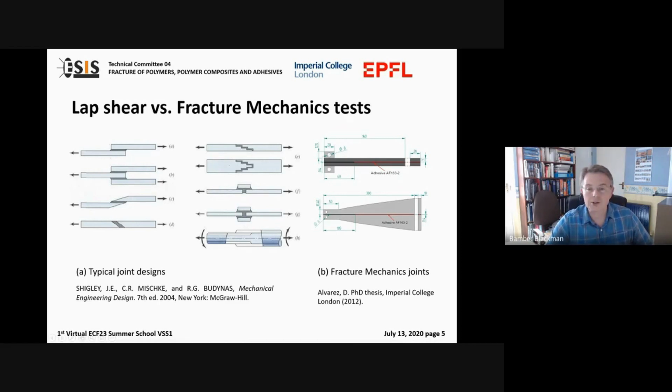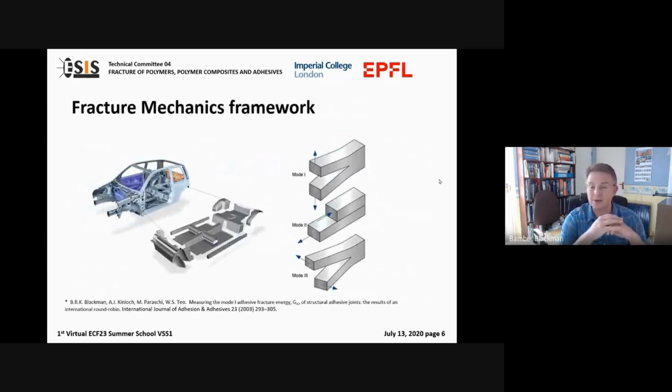So using fracture mechanics provides us with a framework to describe it in simpler terms, because although these specimens look simple, the actual stress distributions across the adhesive layer can be quite complicated. So the idea of the fracture mechanics is to provide geometry independent and well-defined conditions at the crack tip from which we can go on and measure how a material structure will behave. So basically, we're talking about the fracture mechanics framework.